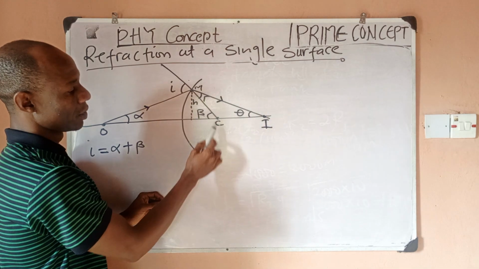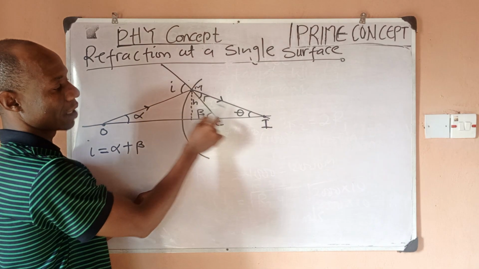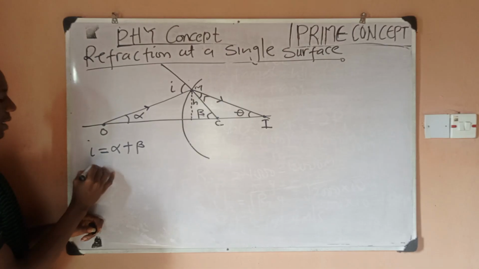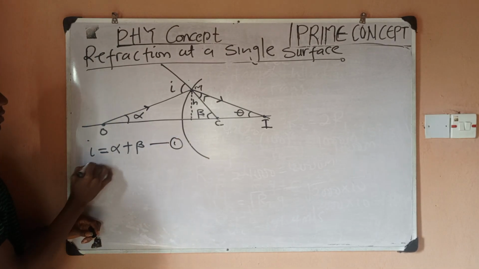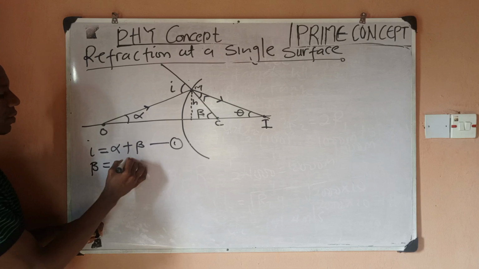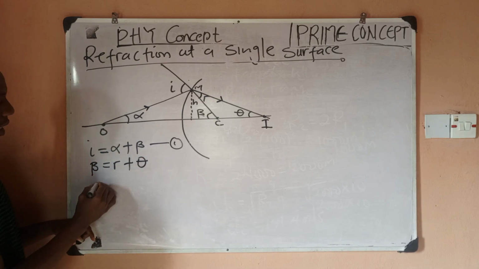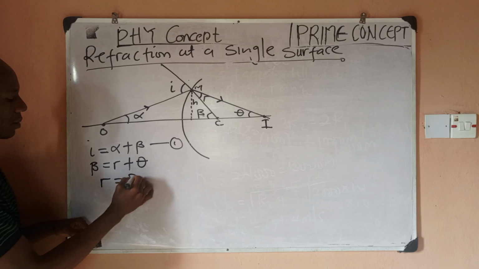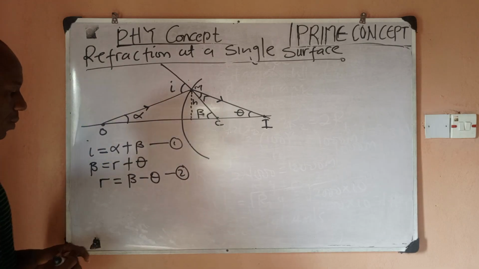Considering triangle MCI, the exterior angle is beta, which is equal to R plus theta. So in that case, let's call this equation 1: beta is equal to R plus theta. But then I want to make R the subject. So R is going to be beta minus theta. I'll call this equation 2, right?